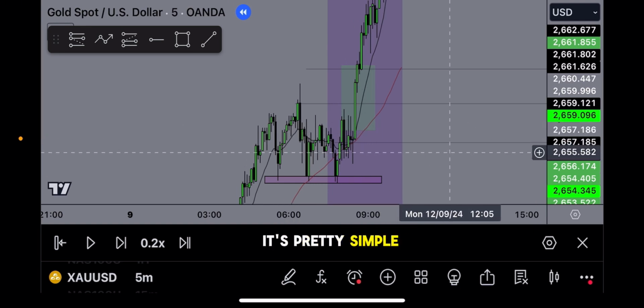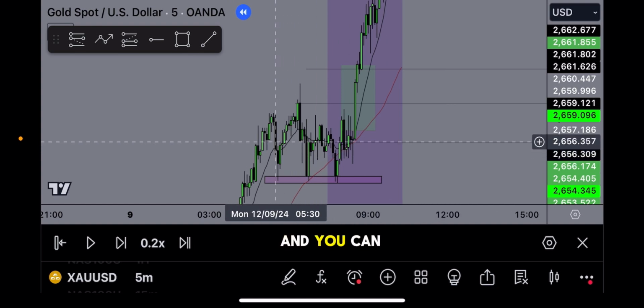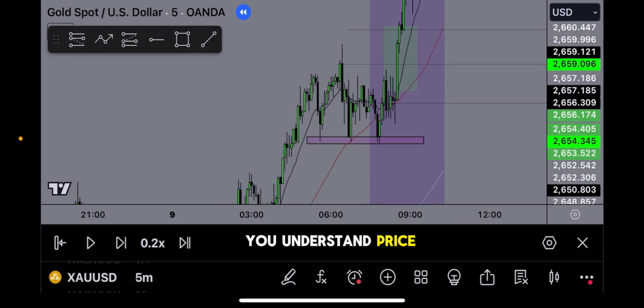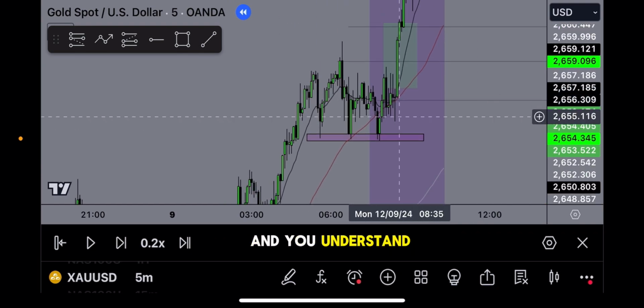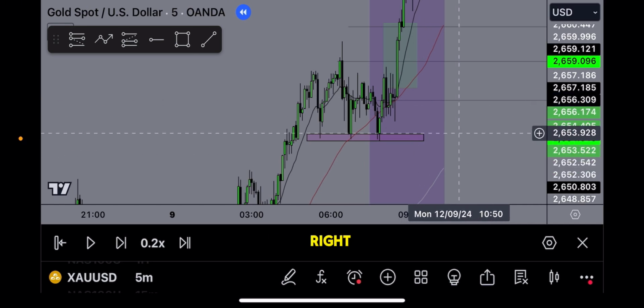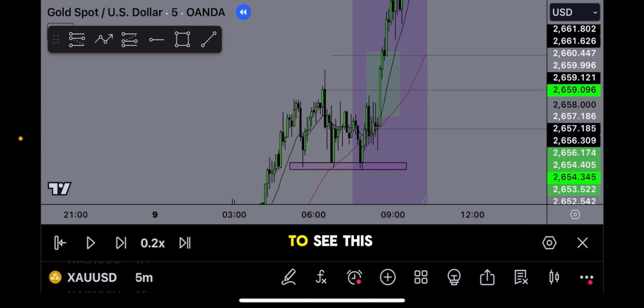It's pretty simple. Once you start understanding supply and demand, and you can see supply and demand, you understand price action, and you understand the 3 MAs, right? You'll be able to see this strategy play out a lot, all right?